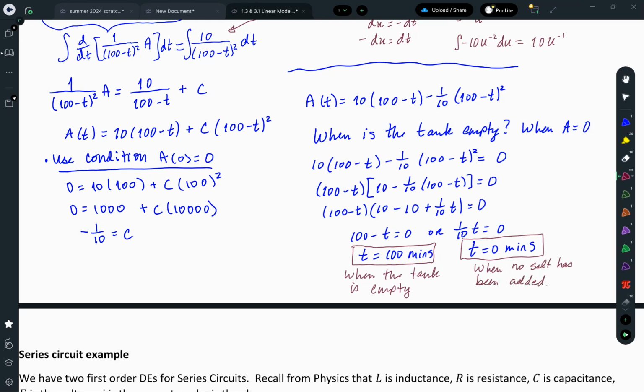So it's kind of interesting that we get both time values, but they have different meanings. They both are saying there's no more salt, but there's no way that the t equals 0 is the correct one for us. We're looking for the time when there's no salt and no water. Everything's gone. So t equals 100 minutes is our final answer.